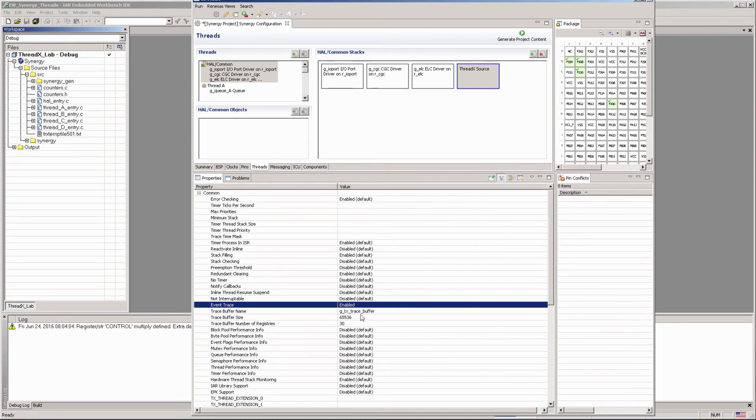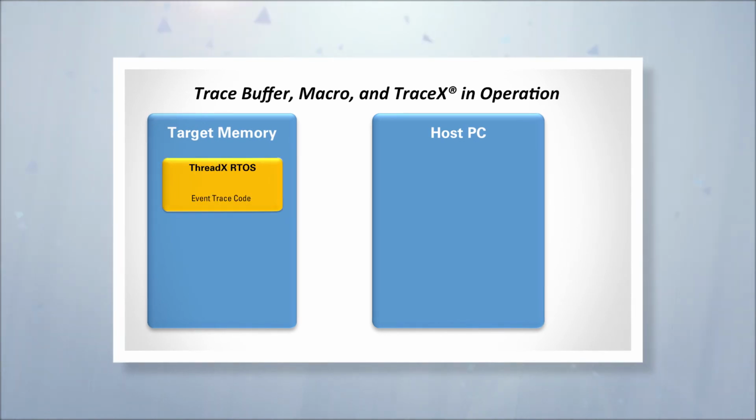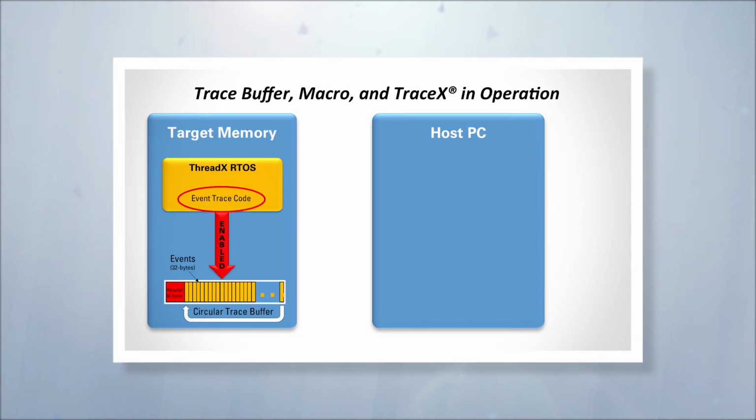That's it for the configurator. The configurator will generate all the detailed function calls and memory allocation that are needed to enable ThreadX event trace. To do so, we click the Generate Project Content button. As our program runs, ThreadX will record each event into the buffer. At any time, we can upload the contents of the buffer to the host system, where TraceX will analyze the data. A common time to do this is at a breakpoint. IAR Embedded Workbench enables us to add a macro function to a breakpoint that can be executed each time the breakpoint is hit.